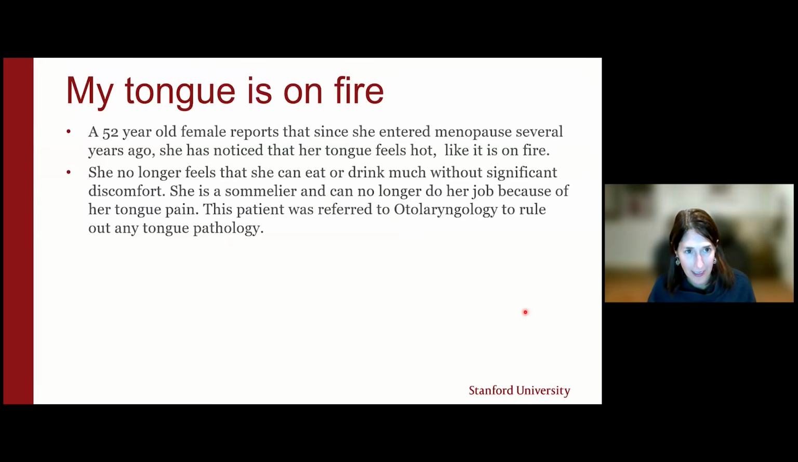All right, and then finally, we have a condition of a 52-year-old female who comes to me saying that her tongue is on fire. She entered menopause several years ago, and she has noticed that recently in the past couple months, her tongue feels hot, like it's on fire. She can't really eat or drink without significant discomfort. And this is a problem because she's a sommelier, very hard for her to do her job because of her tongue pain. So she went to ENT, otolaryngology, and they ruled out any tongue pathology. She also went to the dentist who did a tongue exam and a dental exam to make sure there wasn't any tooth issues that were contributing to this.